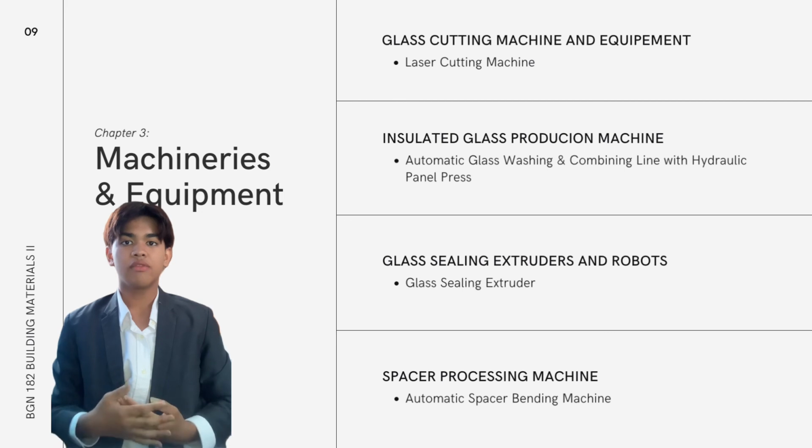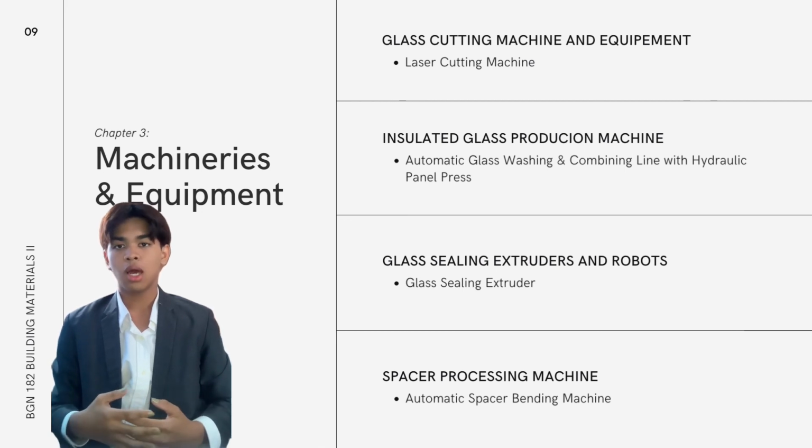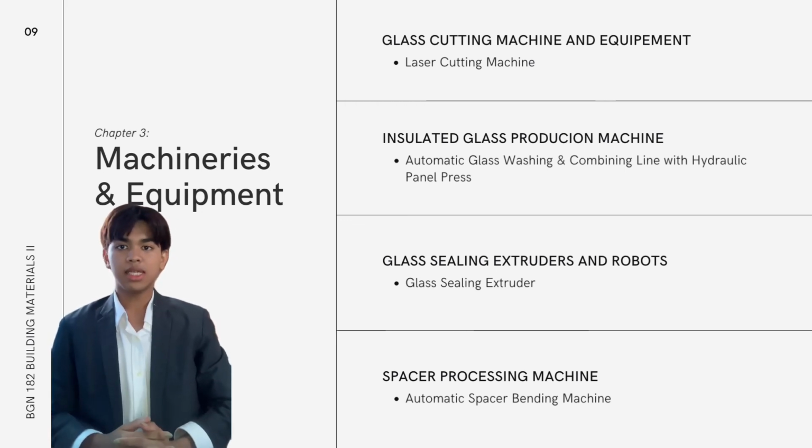Next is glass sealing extruders. The final sealing of the insulated glass unit is possible with the use of two-component silicone, polysulfide, or polyurethane materials and a glass sealing extruder. Last but not least, the automatic spacer bending machine. It produces spacer frames with a chosen angle for use in insulated glass units, and has a support platform at a 45-degree angle.